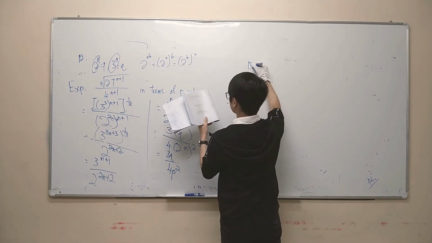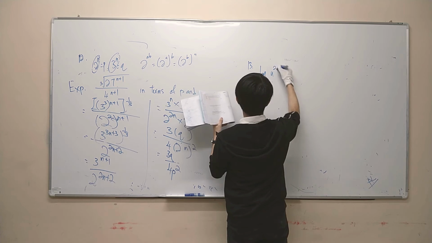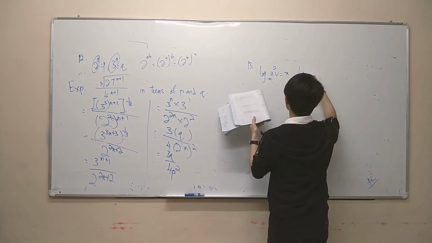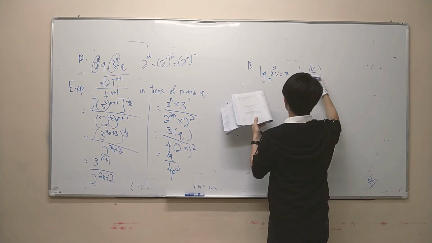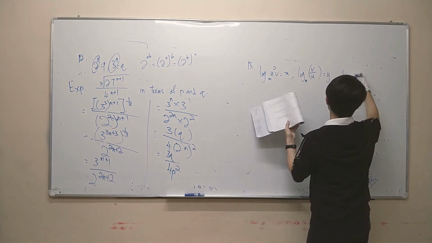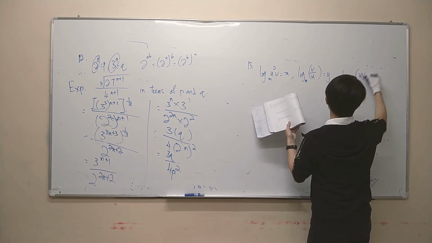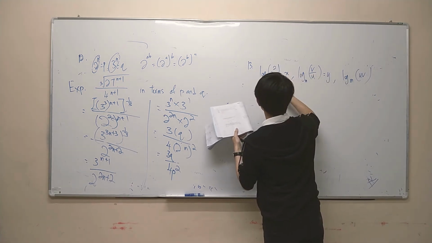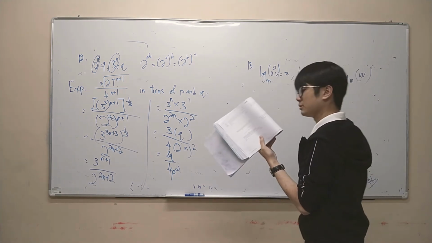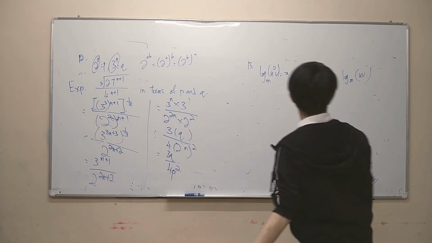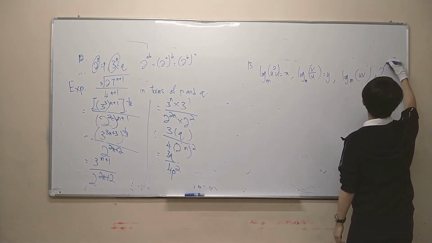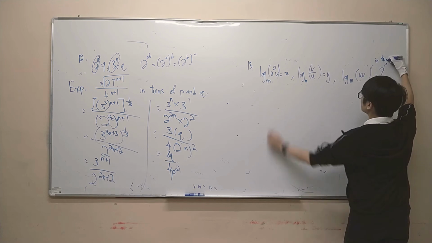Given log u squared base m equals x, comma, log v over u base n equals y. Then log uv base n. Actually, you should put brackets, but never mind, I'll put brackets. And then express log uv base n in terms of x and y. So they want us to find this, and it has to be in terms of x and y.